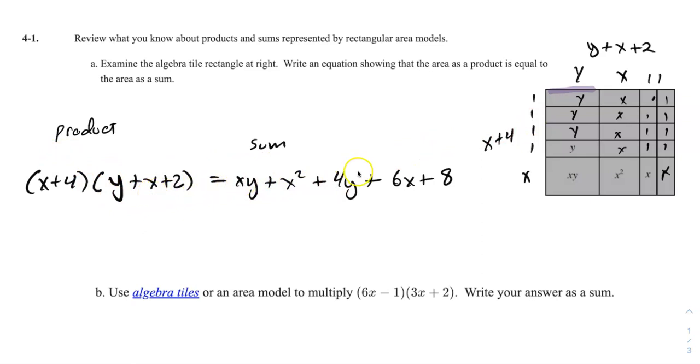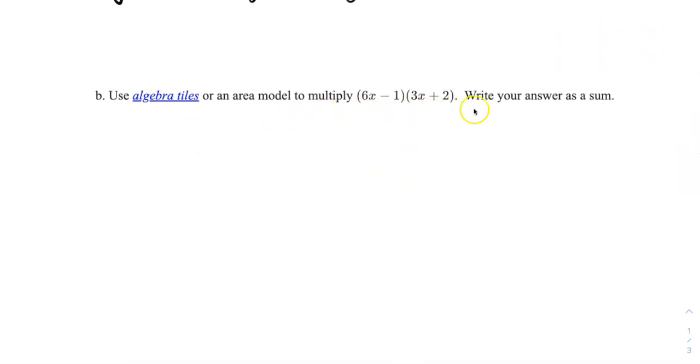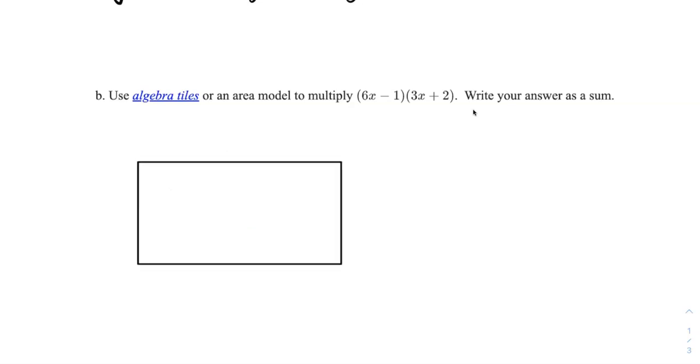So this is the area of the sum, and there's the product. And that's kind of the goal today, right? We want to break this down to products. Use the algebra tiles or an area model to multiply this and transfer to the sum. So kind of the same idea. Hopefully we know how to do this. If I was going to use my area model, I can draw a rectangle. There we go. So we're going to do 6x minus 1.